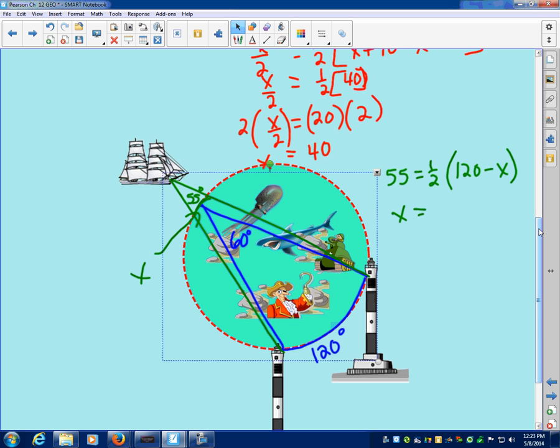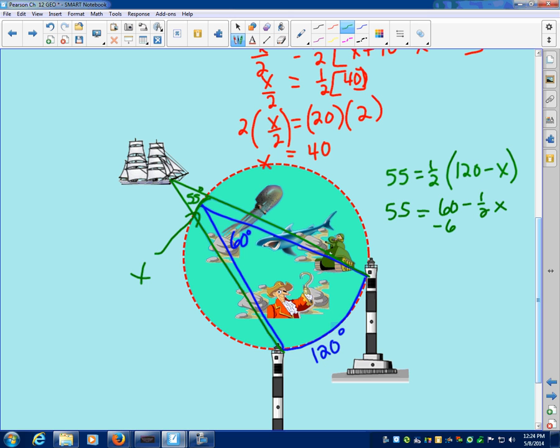I don't know if I'm doing this right. I got 5. I think it should be 10. Yeah, I do. Well, how do we do the algebra? I got 10. So 55 equals half of 120, which is 60, minus 1/2 x. Subtract 60. So negative 5 equals negative 1/2 x. And here we go again, multiplying by negative 2, right? Multiply this by negative 2 and that by negative 2, and you should get 10. So that just means that there is a little bit of a degree measure, or arc measure, here.